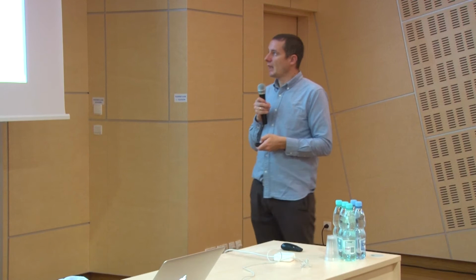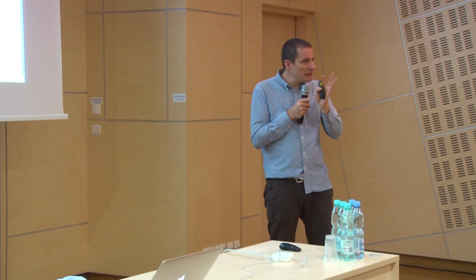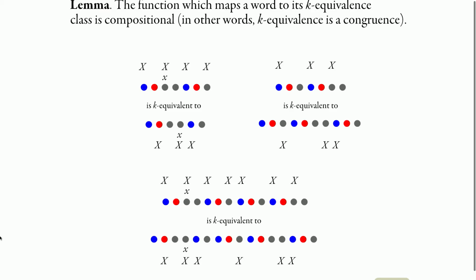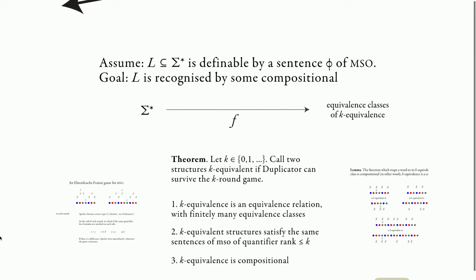The pieces could even be arranged in a tree shape. Then you have to be a bit clear what that means, but that will also work. So it's a very robust argument. It's always the same argument, and it really works robustly. Okay, so this is a compositional function, and we're done.